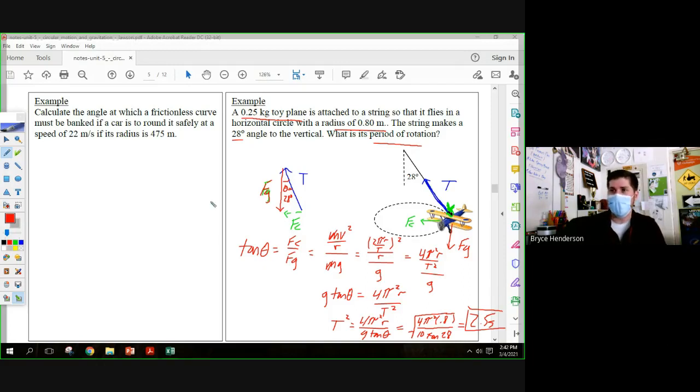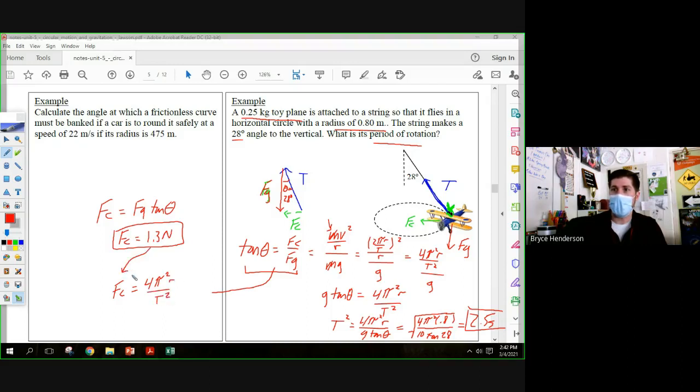What we could have done, you don't have to write this, is find centripetal force first. If we just isolated this and didn't go down this dark path, mv squared over r, if we just found centripetal force, it would be Fg tan of theta. Then we would have got an answer. Centripetal force alone would have been 1.3 newtons. Then all we would have had to do was set centripetal force equal to 4 pi squared r over t squared, plug in 1.3 here and solve for t. So it's functionally the same thing. It just looks neater this way, solving part of the equation and then plugging it in.